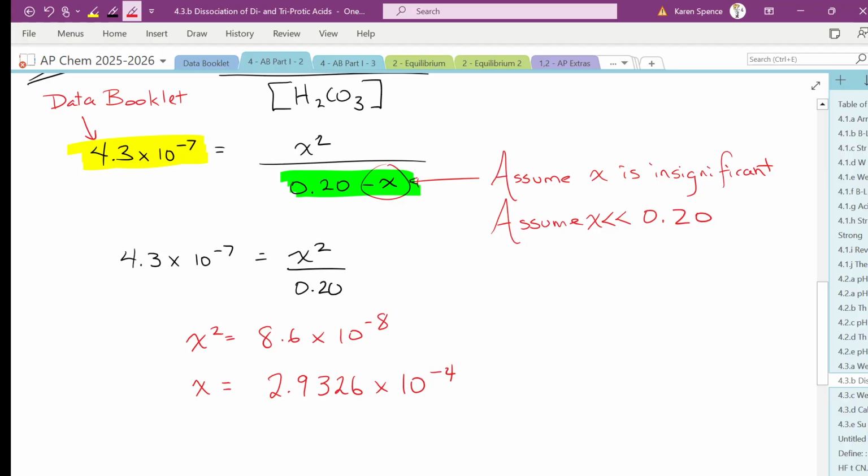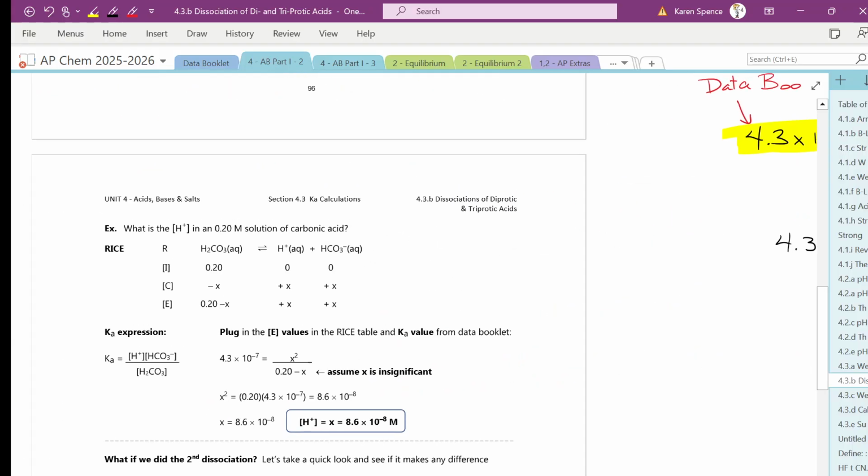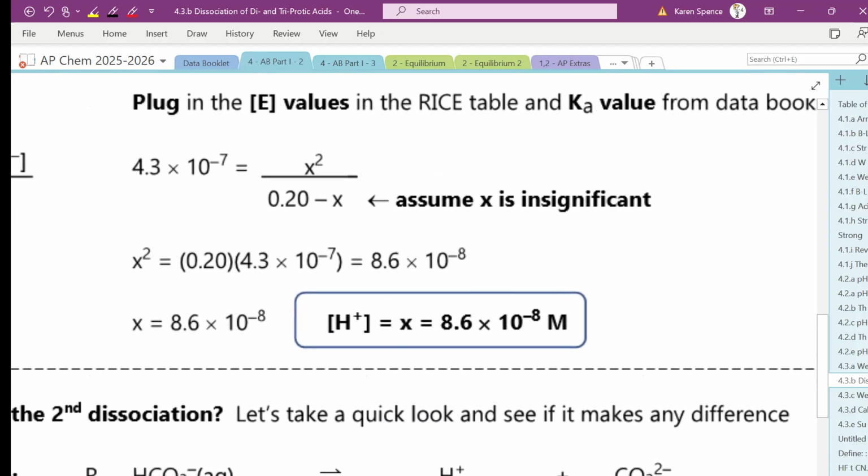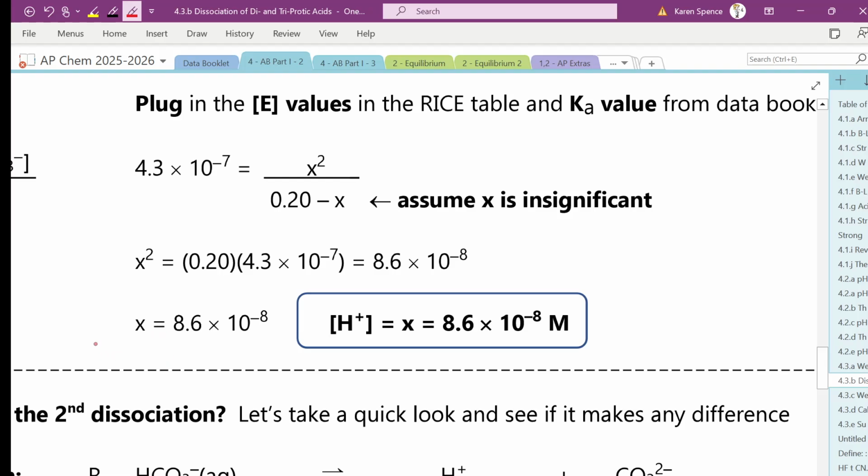Yes. Oh, but the book forgot to square root it. Well, bad book. Fix.